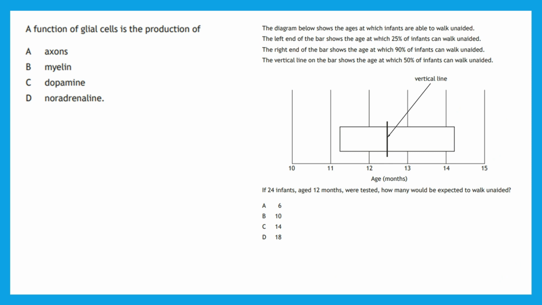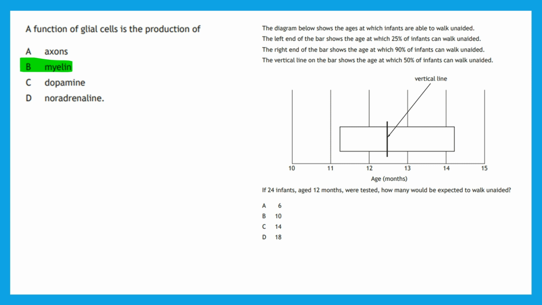So, why don't we try some past paper questions? Pause the video and hit play when you want to know the answers. The first one is a straightforward knowledge recall question. What is the function of glial cells? This is the production of axons, of myelin, of dopamine, of noradrenaline. Remember, glial cells are the ones that produce the myelin sheath.